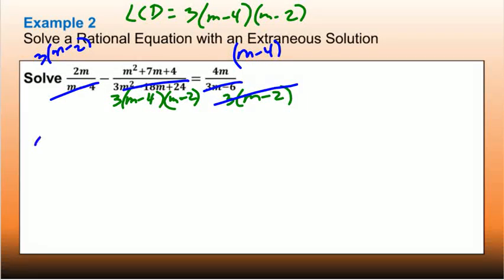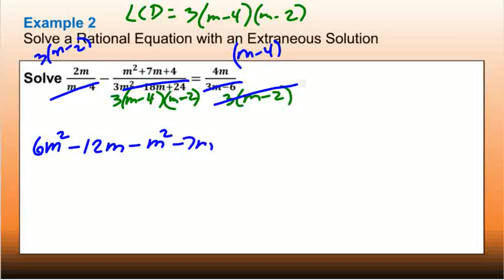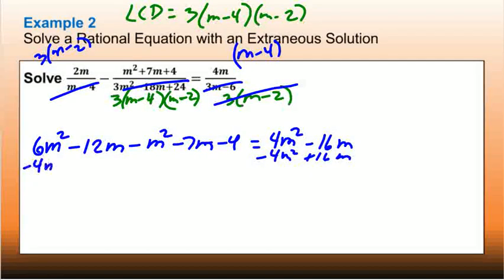So now I would have 6m squared minus 6m times 2 is 12m. Then this is minus m squared minus 7m minus 4 equals 4m squared minus 16m. If I get everything to one side, so it would be a minus 4m squared plus 16m. So minus 4m squared plus 16m.